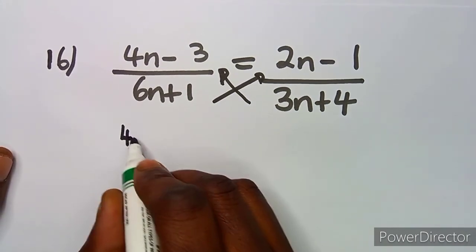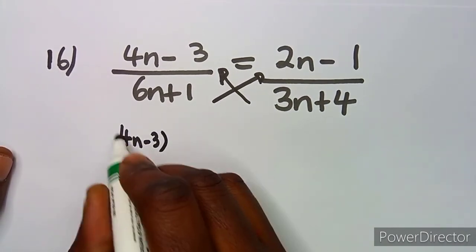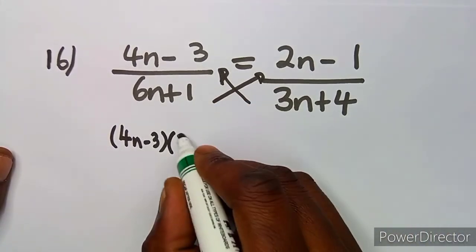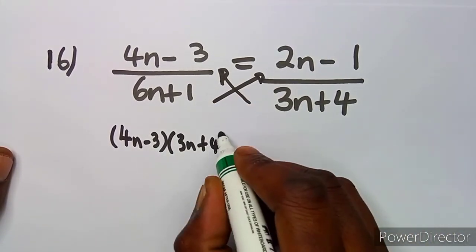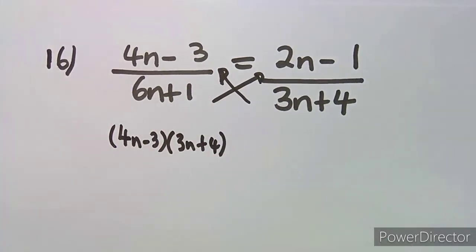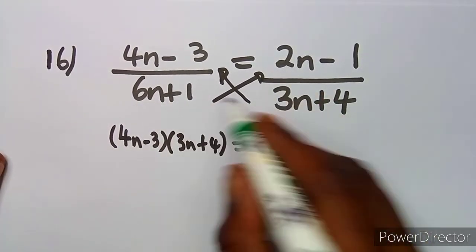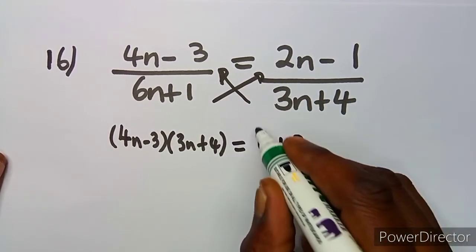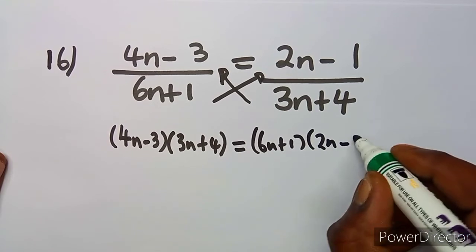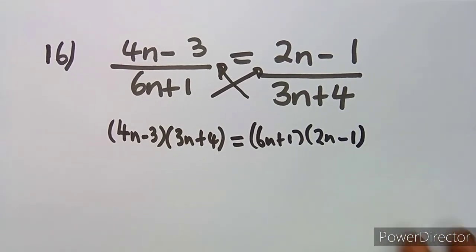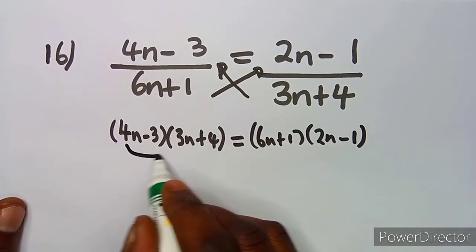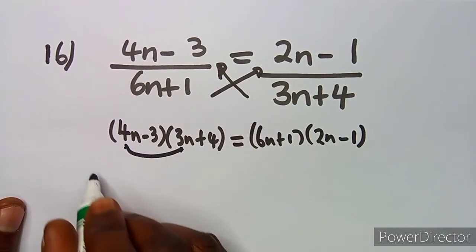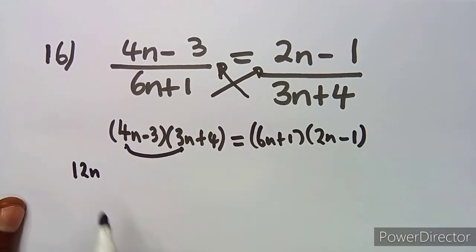I want us to see the interesting part here. 4n minus 3 into this one is going to be 3n plus 4, like this. Okay, cross multiply this. So now we've got this part here. You can just start with 6n plus 1, but it's going to multiply 2n minus 1 like this. All right. So still back to the normal way of expanding brackets. So it's going to be 4n and 3n. So it's 4 times 3, which is 12. So you can just write 12n here.